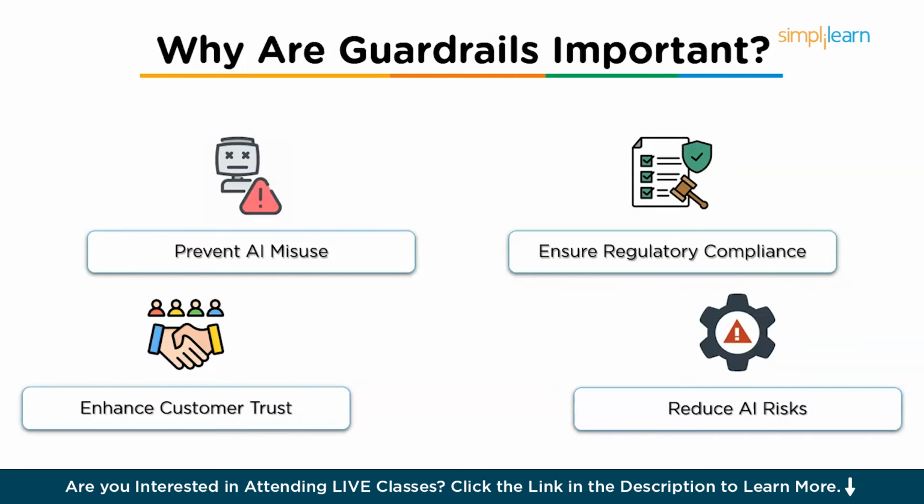So now, why are guardrails so important? Number 1, to prevent AI misuse. So guardrails restrict AI generated responses, preventing harmful, biased, or unethical replies. Next is to ensure regulatory compliance. So industries like finance, healthcare, and legal services must comply with strict rules. So guardrails help prevent AI from providing unauthorized advice. And then to enhance customer trust. So a well-configured AI assistant maintains brand integrity by ensuring all the responses align with company policies and ethical guidelines. And finally, to reduce AI risks. So guardrails act as a safety net, reducing the risk of AI-generated misinformation, hate speech, or offensive content.